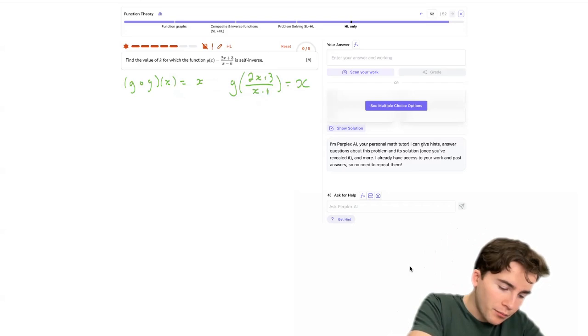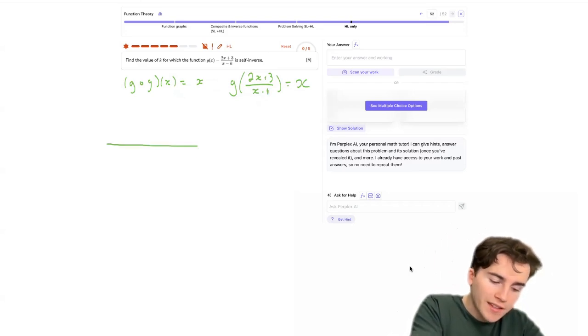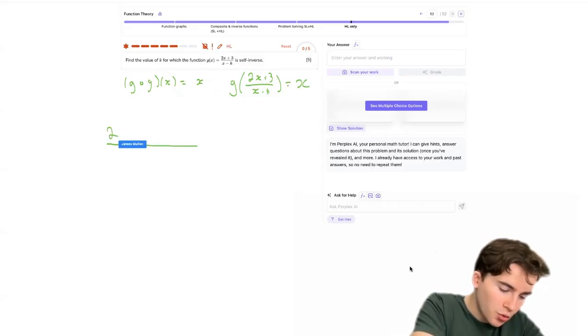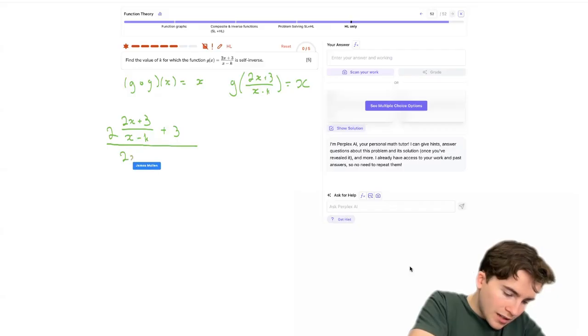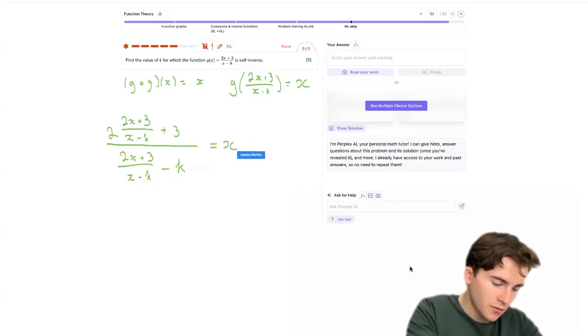So we're going to need a big fraction, and then I'm going to replace 2x with twice the expression for g of x, so 2 times 2x plus 3 over x minus k, plus 3. And I replace the x in the denominator with 2x plus 3 over x minus k. And that should be equal to x.